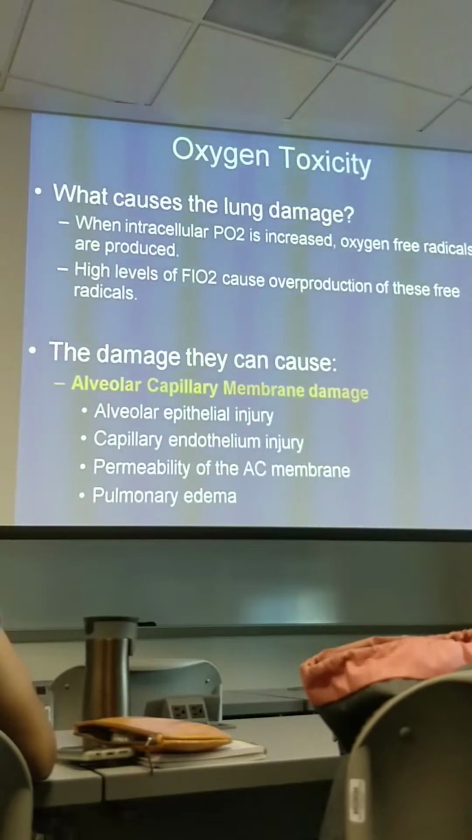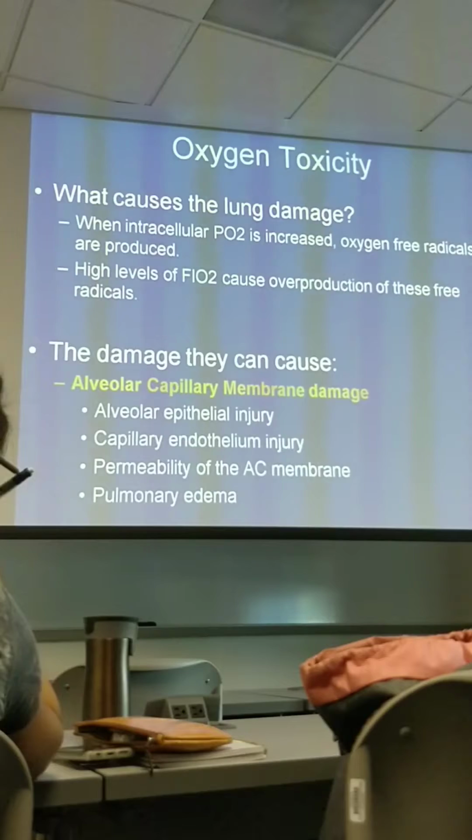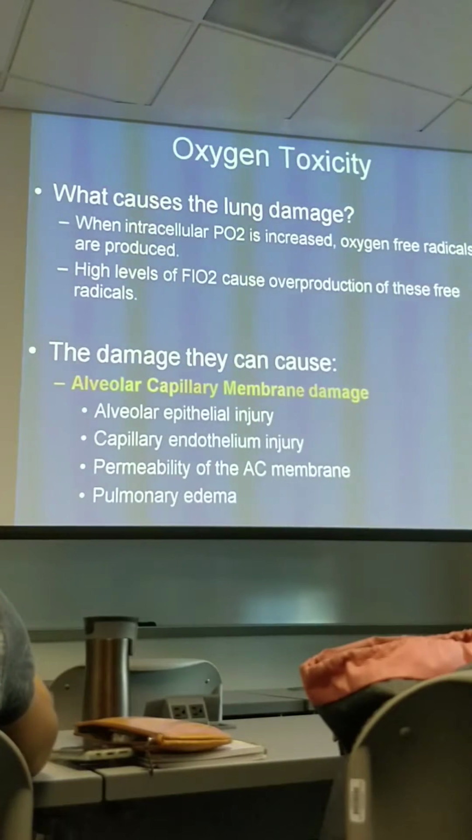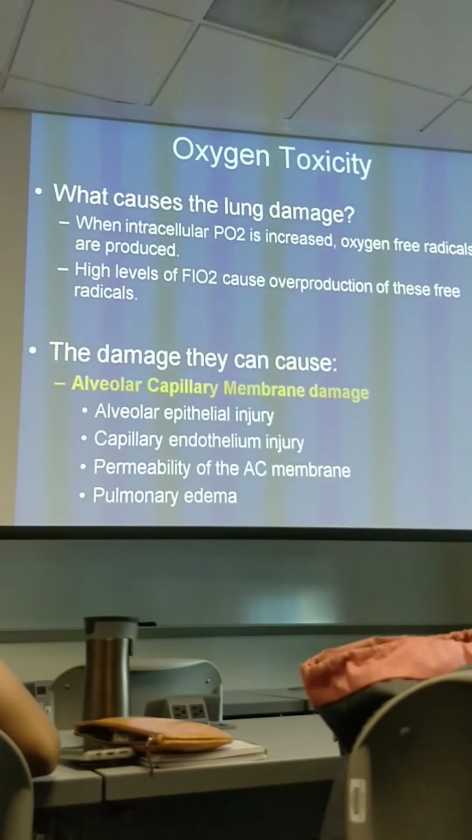When we say damage, it means breaks and holes in the AC membrane. So then fluid just seeps right into the alveoli. So what happens to the surfactant when fluid seeps into the alveoli? What do you think happens? The surfactant is no longer reducing the surface tension. Why? Because it gets diluted. It's like putting too much water in your coffee. It gets diluted. Doesn't have the same kick.